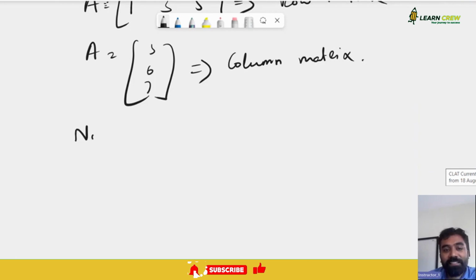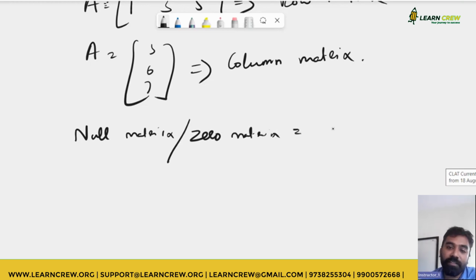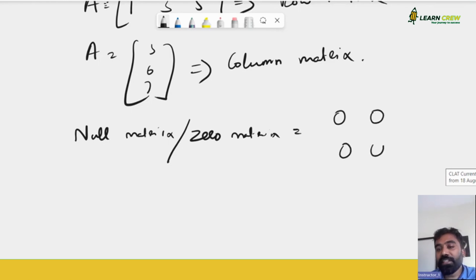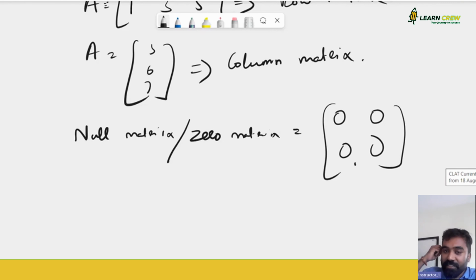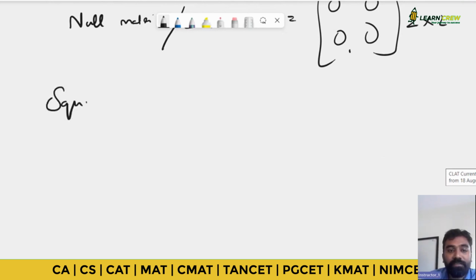Now next is the null matrix or zero matrix. These are nothing but matrices where you have 0 in every position. This is called a null matrix or zero matrix. What's the order of this matrix? 2 cross 2 is the order.